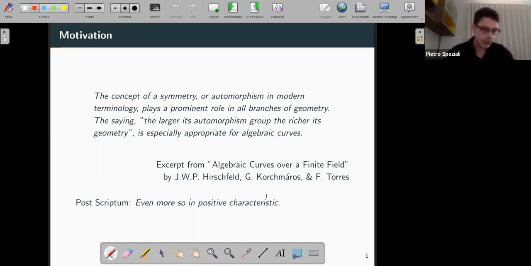This excerpt is taken from chapter 11, which is devoted to the automorphism groups of algebraic curves, and a reading that I strongly recommend to anybody who is willing to start to learn about it. And the postscriptum is mine. So this is especially appropriate for algebraic curves, and even more so in positive characteristic, because positive characteristic is where funny things happen. Let's take a look with some examples.